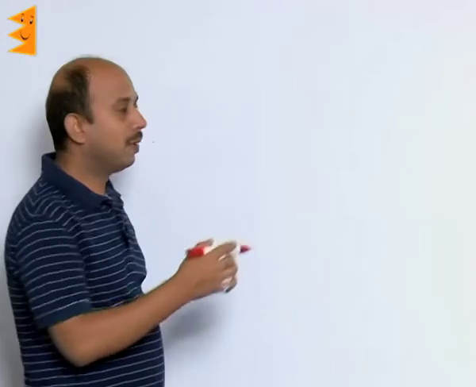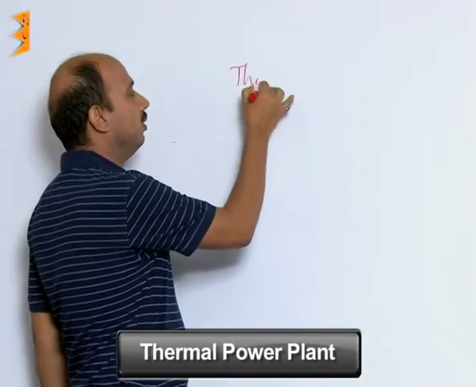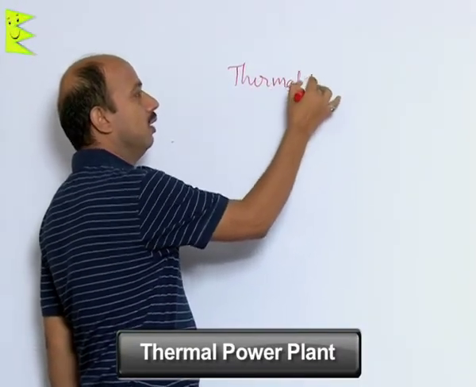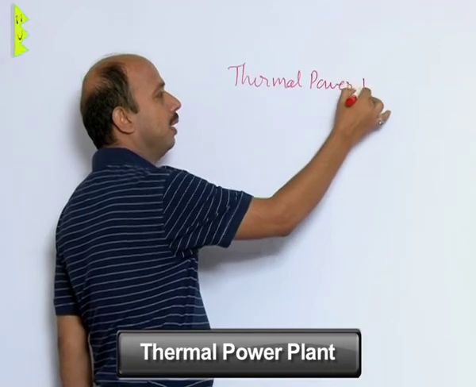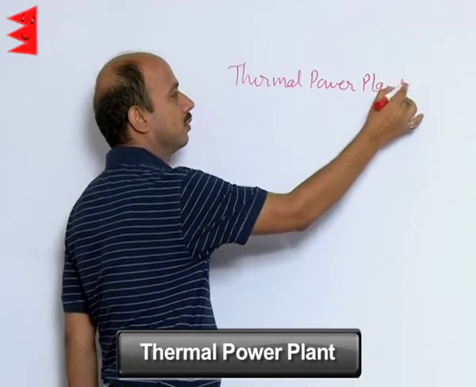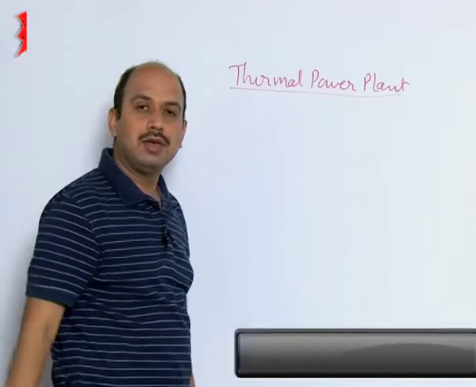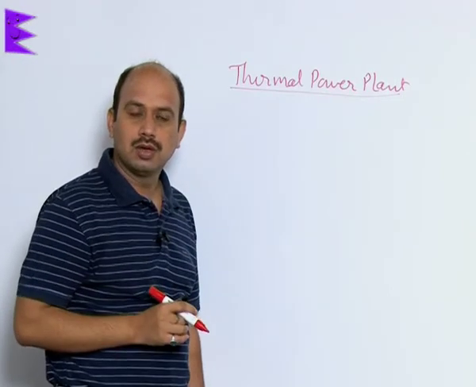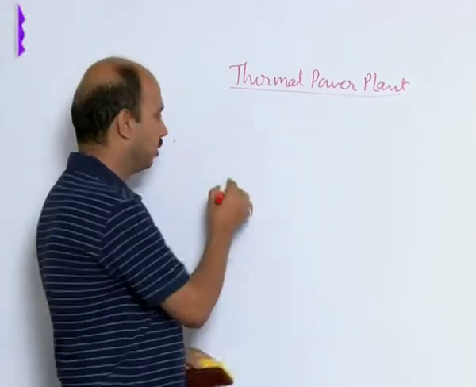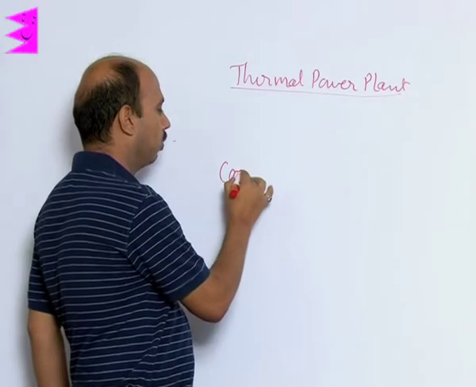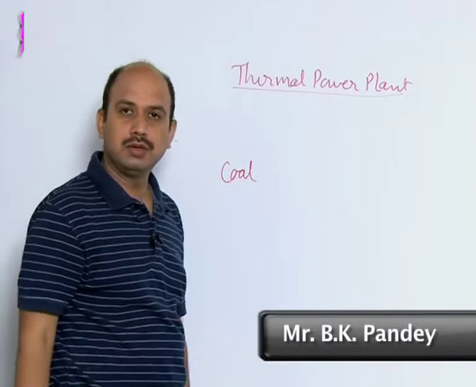Do you know about thermal power plant? See here, in thermal power plant, basically coal is used. First coal is burnt. So we take here coal which is burnt.